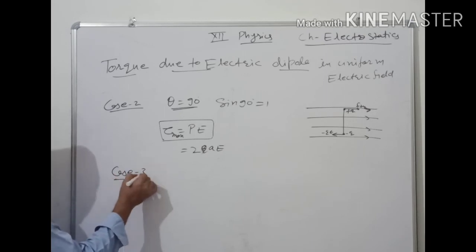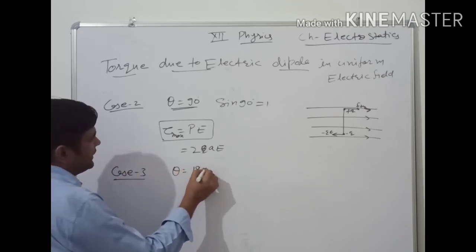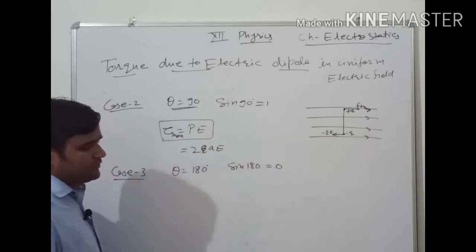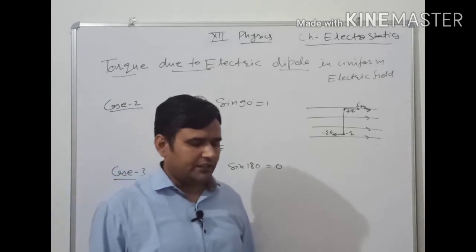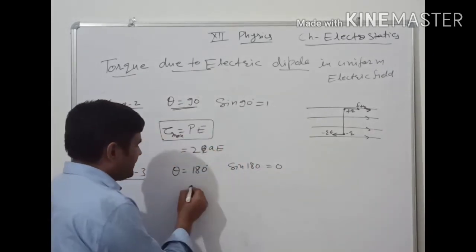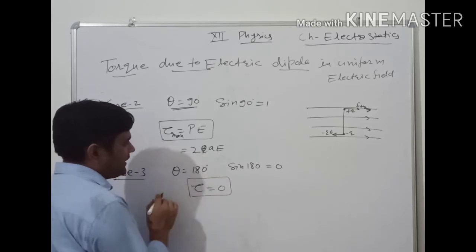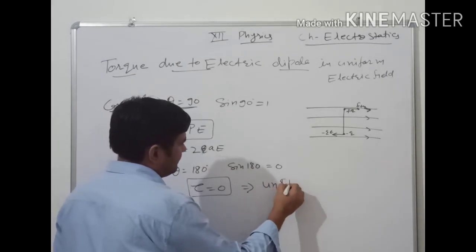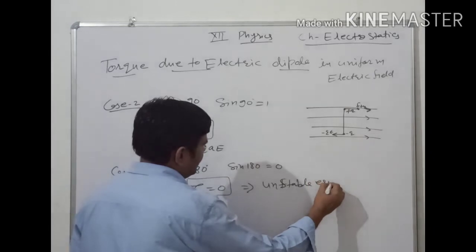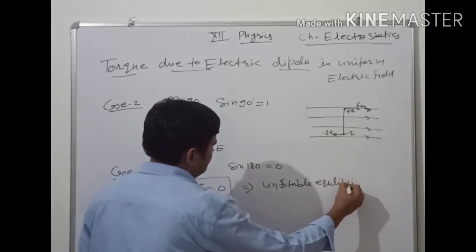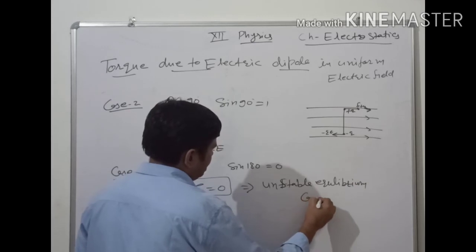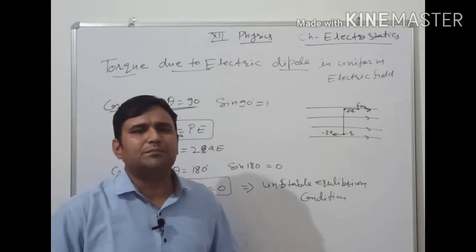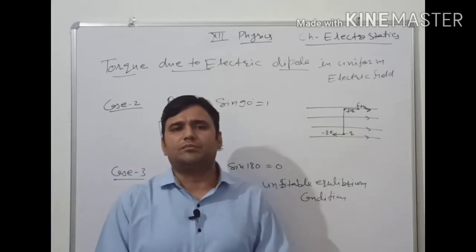Now the case number 3, when we are considering theta equal to 180 degrees, it means sin 180 is equal to 0. What is the value of sin 180? It is equal to 0. Again the formulation tau equals 0, or tau is minimum, but this condition is the condition for the unstable equilibrium condition. Okay, remember it. When theta equals 0, then at that particular case it is the condition of the stable equilibrium.